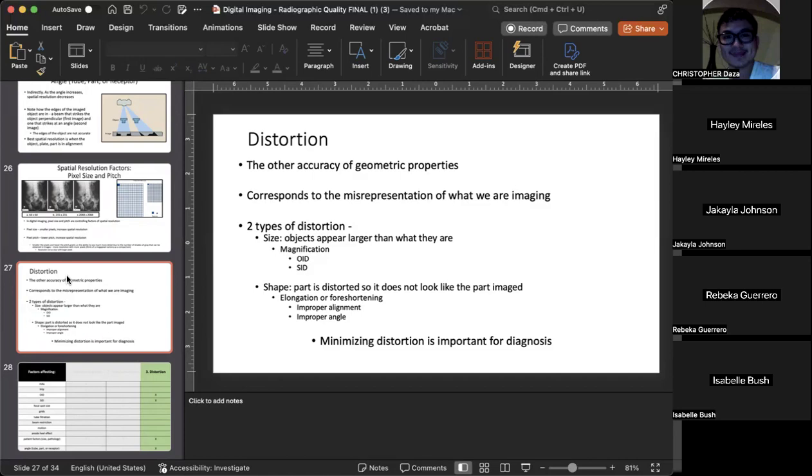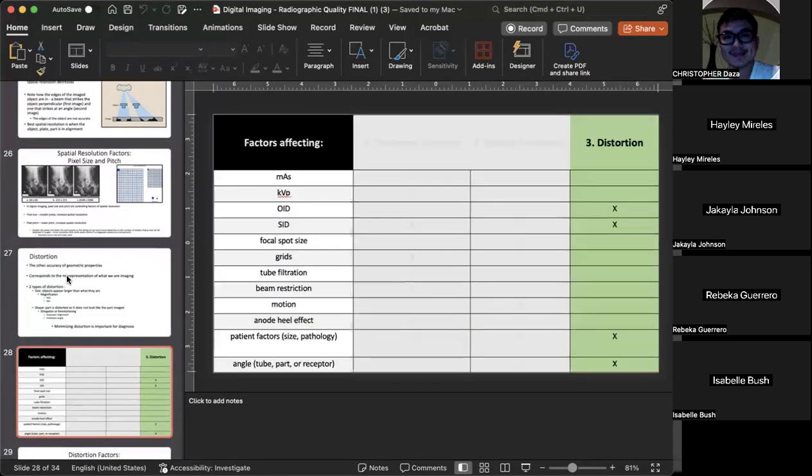Size deals with magnification. That's the OID, SID. Shape is going to be part distortion, which is elongation or foreshortening. That's improper angle or improper alignment of the part and IR. And so here are the factors of distortion, and that's what we're seeing here.